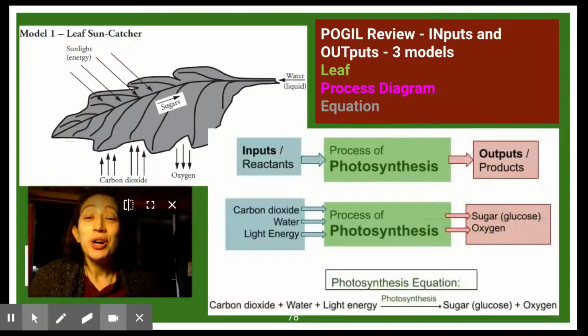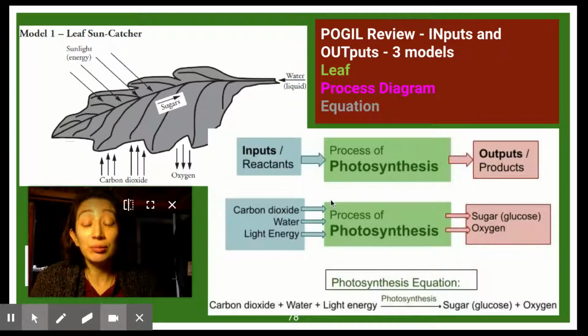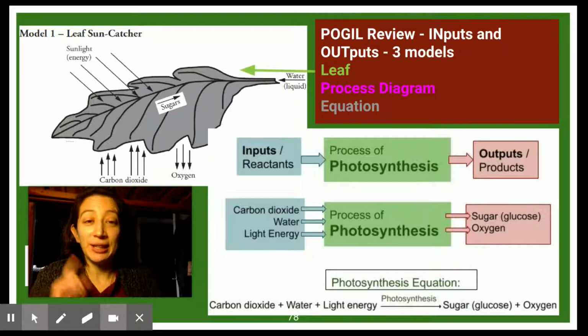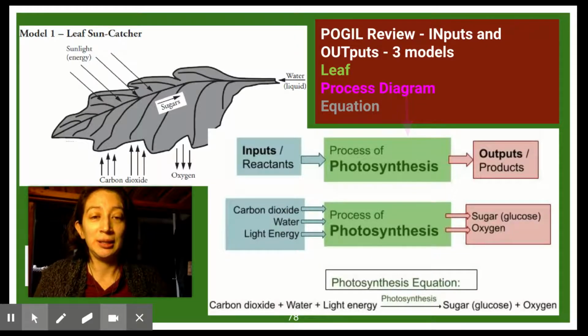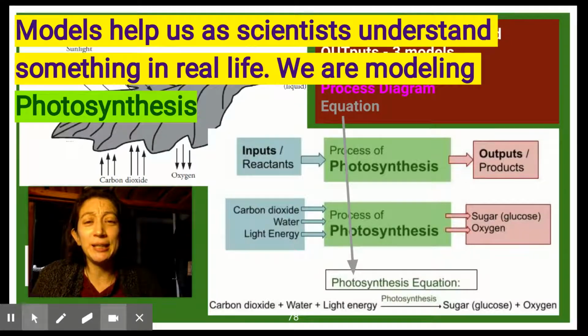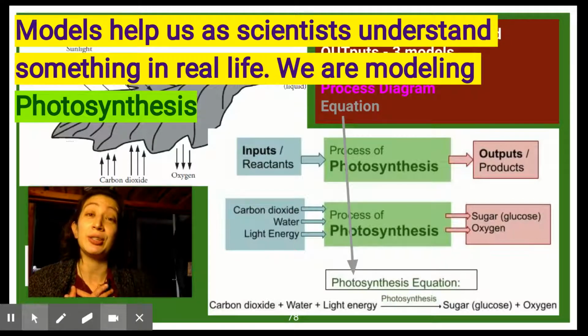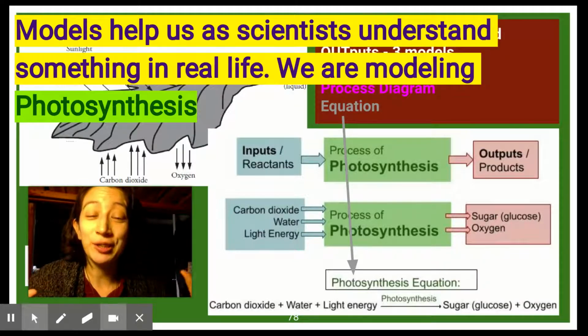All right. Welcome, everybody. I just wanted to make sure that we remember some of the big ideas that we learned in our POGIL review. We looked at the leaf as a model, the process diagram as a model, and the equation as a model. Remember that models are ways that help us as scientists understand something that's happening in real life. In this case, we're talking about photosynthesis.